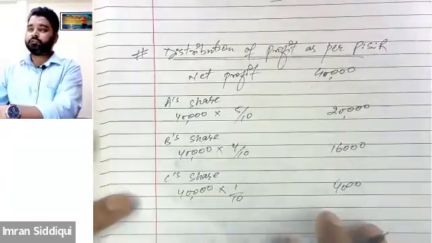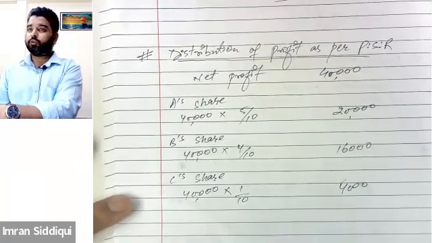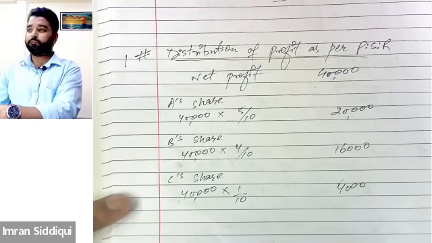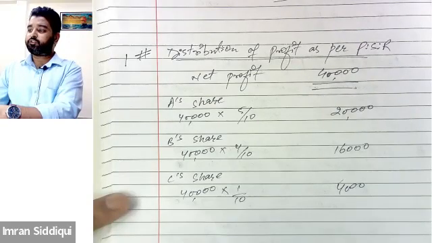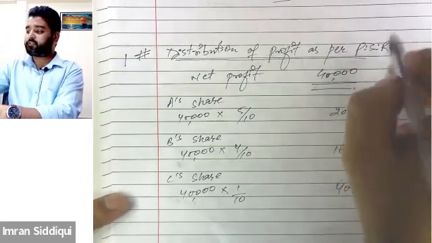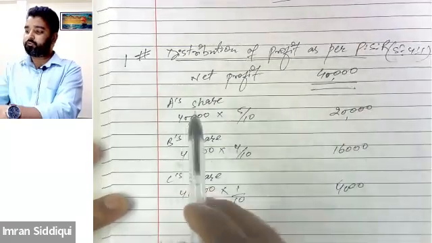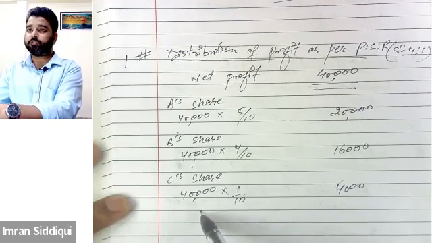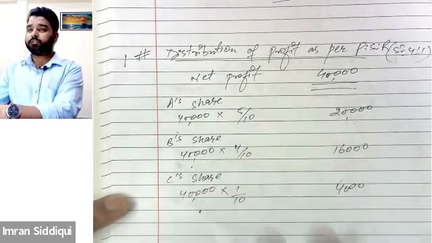See, first of all, these questions need a few steps to be followed. The first step that we generally take is to distribute the profit as per their profit sharing ratio. So as it is given in the question, we will first of all divide this profit as per their PSR. In this question, the profit sharing ratio is 5:4:1. So A's share in the profit will be 20,000, B's will be 16,000, and C's share will be 4,000, based on their profit sharing ratio. I hope this is clear to all of you.